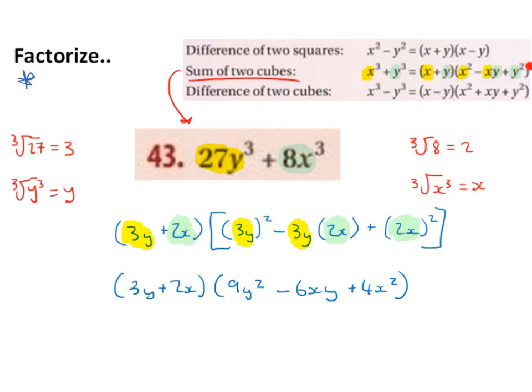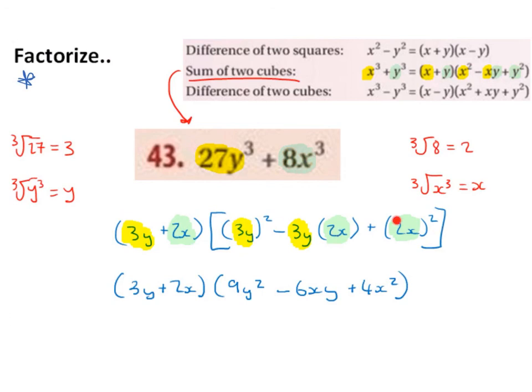Okay, so our second bracket has the cube root of the first term squared. So the cube root of the first term we got to be 3y, and we're going to square that. Then it has a minus, which we have, and then it has the cube root of the first term, which is 3y, stuck onto the cube root of the second term, which is 2x, plus the cube root of the second term squared, which is (2x)².